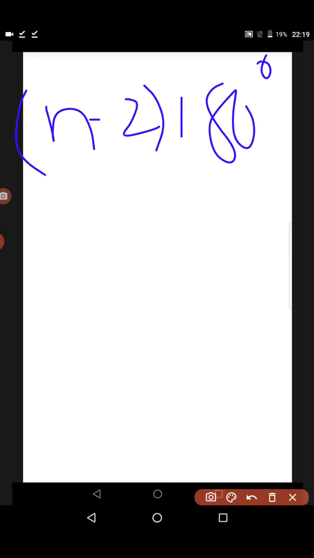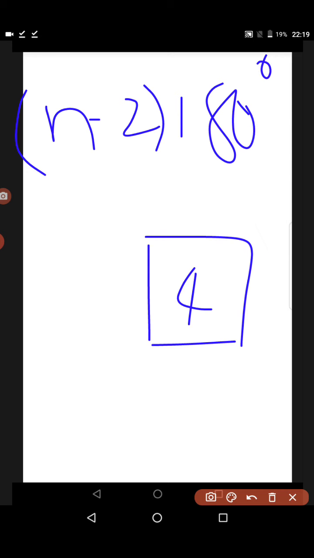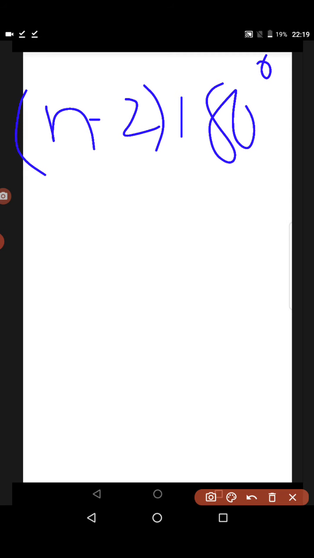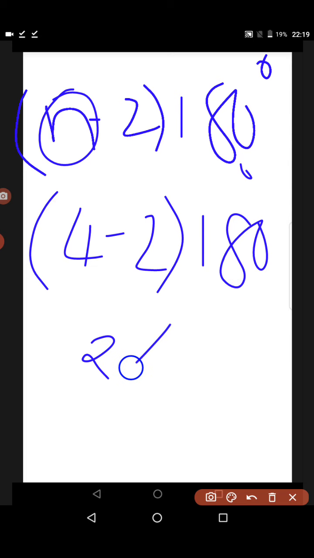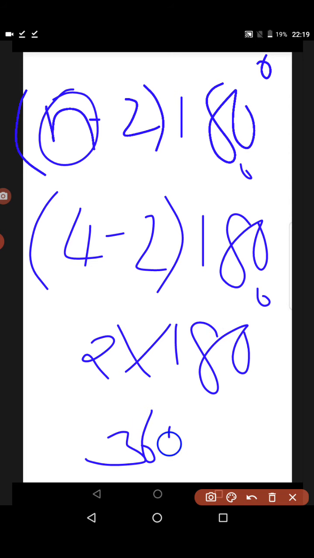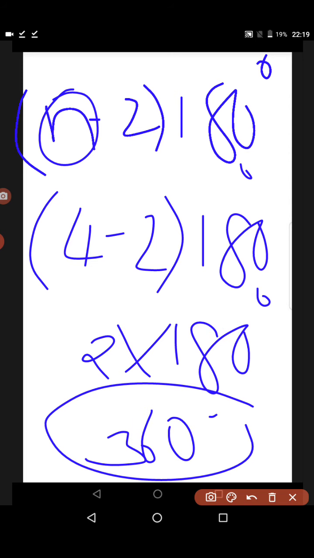First, let's check for a quadrilateral. Quadrilateral has four sides, right? So let's check with that only. Instead of this n you should substitute 4, that's all. Then minus 2 into 180. Now 4 minus 2, BODMAS rule is very important here. 4 minus 2 is 2. 2 into 180 is going to be 360. In this manner, we got the answer as 360 degrees for the interior angles.